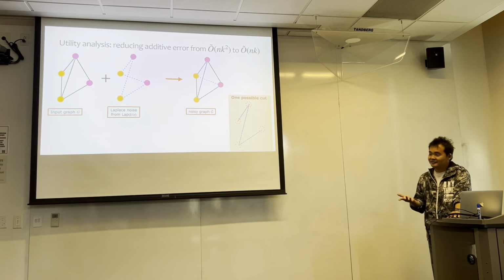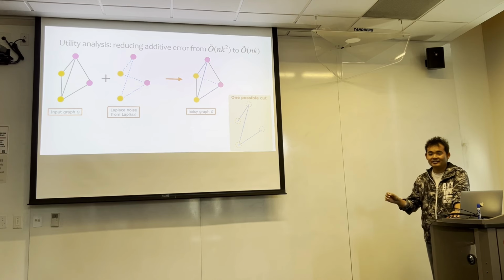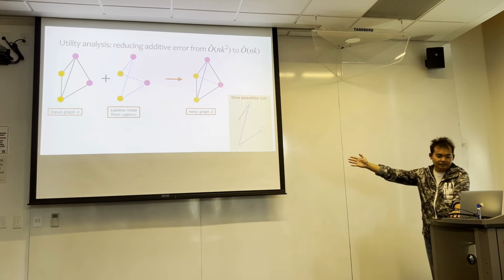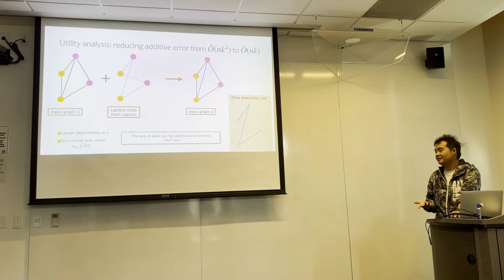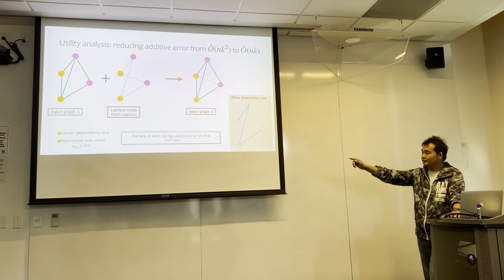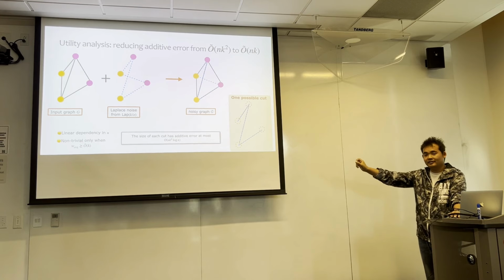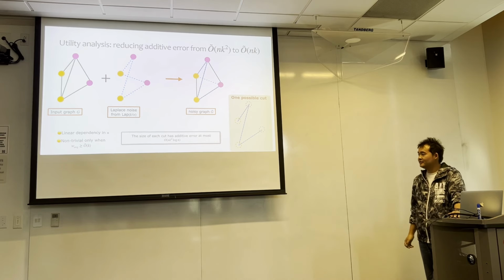So that was the privacy analysis. How about the utility? For the previous analysis, we are adding noise with standard deviation k, right? And if you want to find the minimum multiway cut from the noisy graph, one possible cut may have as many as nk noises. So, as George just mentioned, the size of each cut could have additive error at most nk squared, because the number of noises is nk and the standard deviation is k.